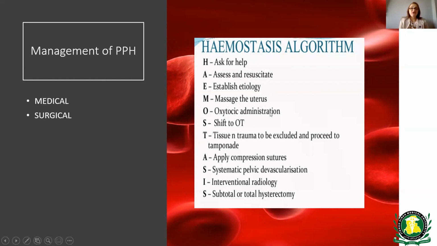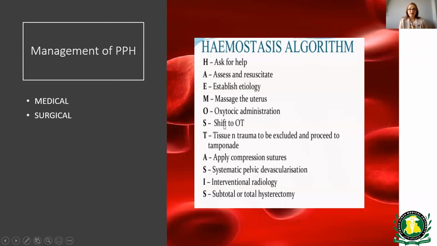Oxytocic administration. Oxytocics are the lifesaver drugs in the labor room for prevention of postpartum hemorrhages, and they are available. You have to have a postpartum tray or a postpartum trolley. They are part and parcel of all emergency maneuvers in a labor room. So you have to have a PPH tray. So oxytocics are the medications which are kept inside the PPH tray.